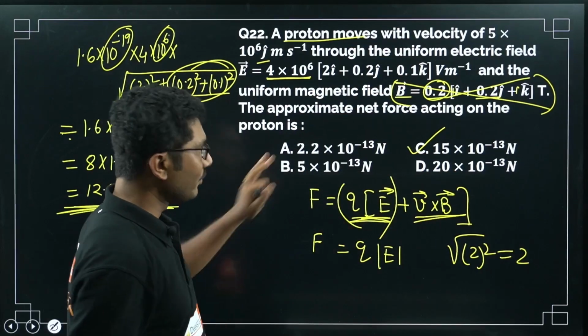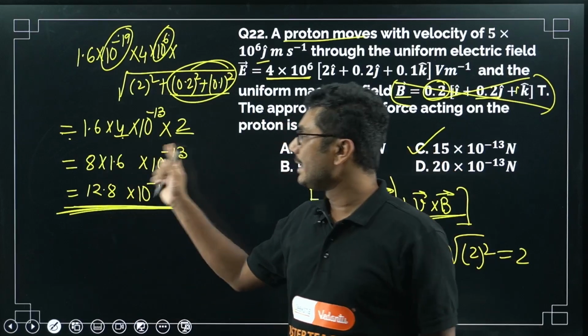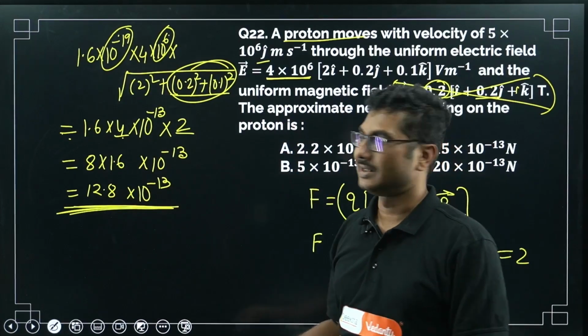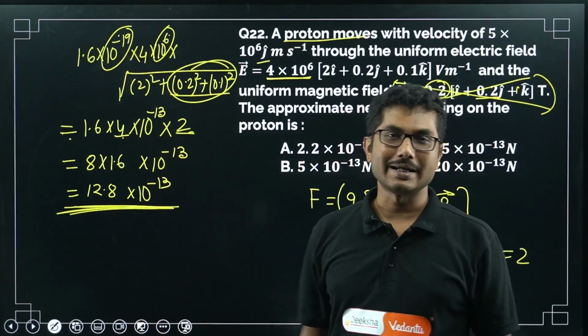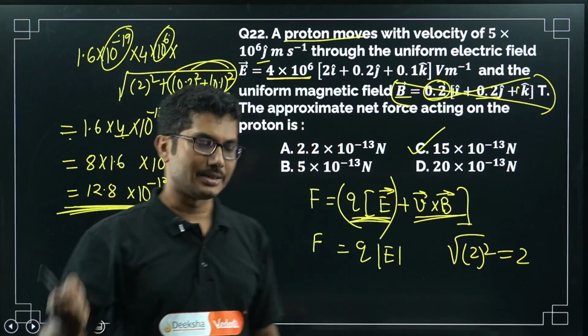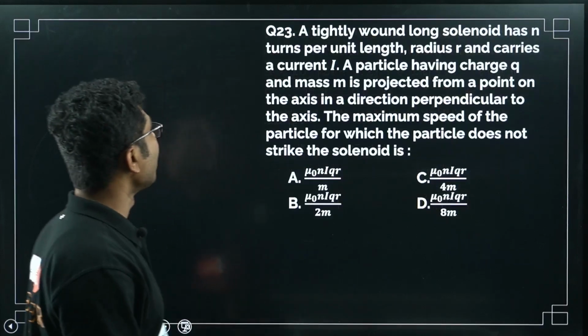Okay, and if you solve it properly, then you will get very close to 15. That's it. And this value, instead of getting it as 2, you will get 3. That's it. Right? Now let's move on to the next question.